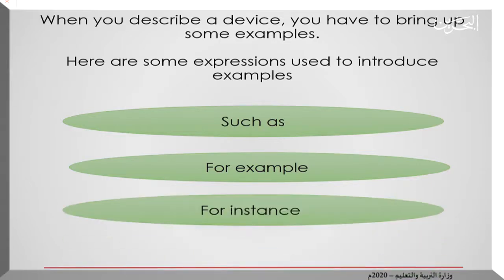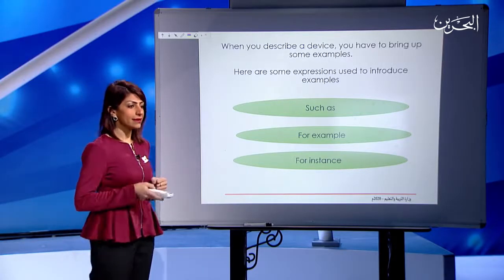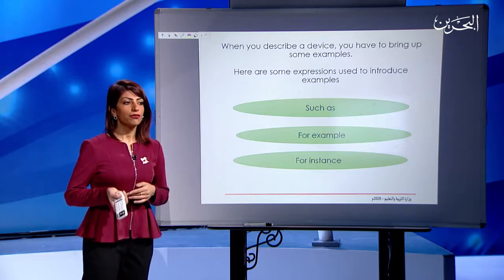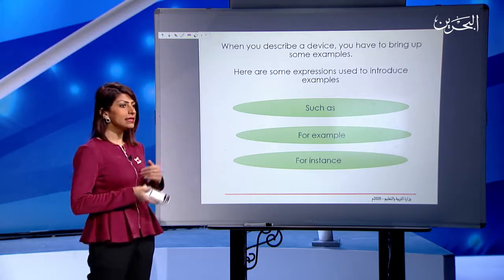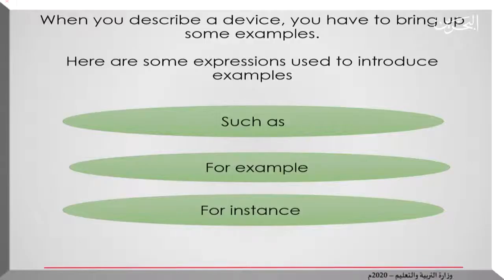Moreover, we have, for instance. This is a bit formal, or it's mostly used in written work. If you want to bring up any example, you say, for instance, let me put it in a sentence. I like to drink coffee. Many types of coffees. For instance, Turkish coffee, Arabic coffee. This is the way that you should use it.